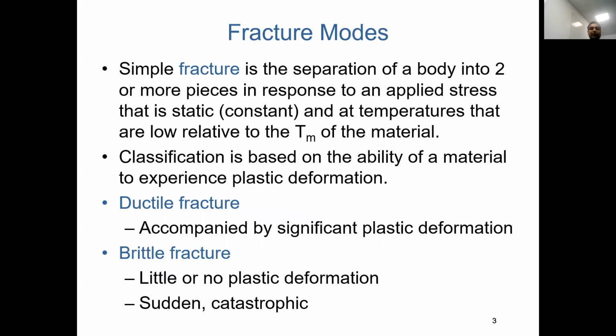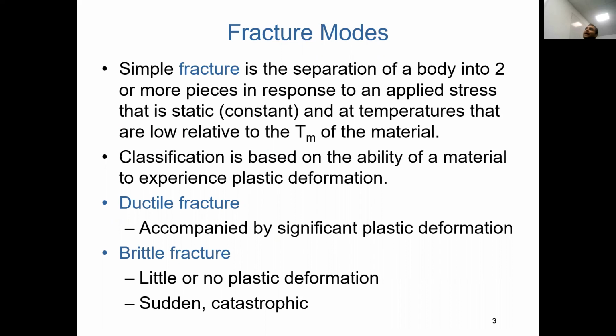Now when we have a look at the fracture modes, how do we define the fracture? A fracture is when a body is split into two pieces. If they're not split into pieces, like it's still half, that's not classified as fracture. For fracture, they have to split into two pieces. And the reason it's split into two pieces is because you have applied a static force, you have applied a stress on it. We can do that at high temperature, or we can do that at low temperature.